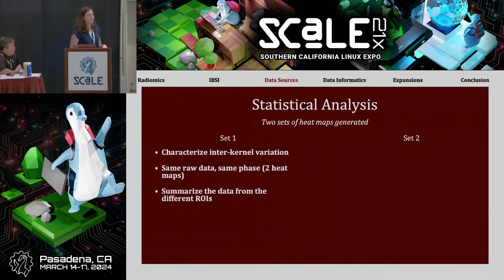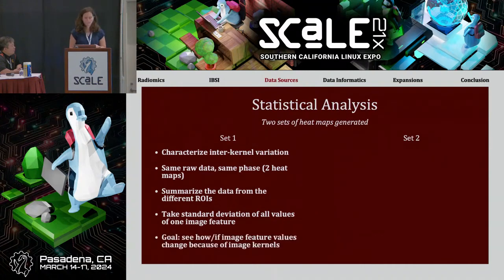ROIs for us are regions of interest. We are not business people. This is just ROI for imaging, and we took the standard deviation of all the values of that one image feature, of those 463 descriptive statistics specifically for medical imaging.